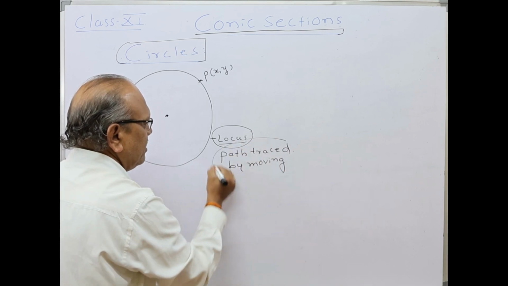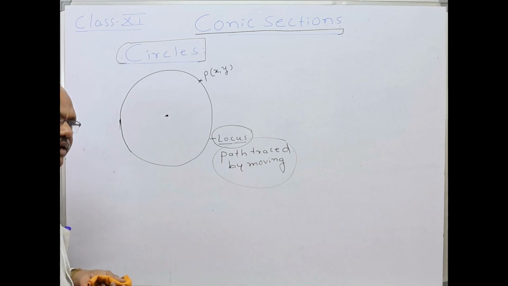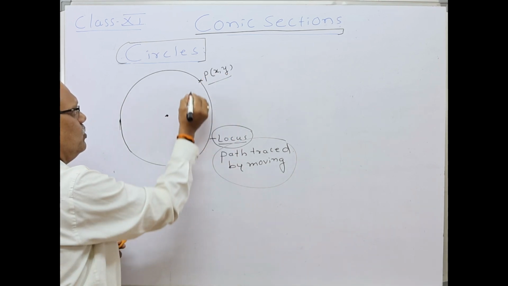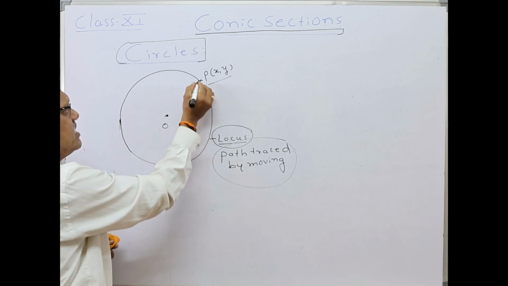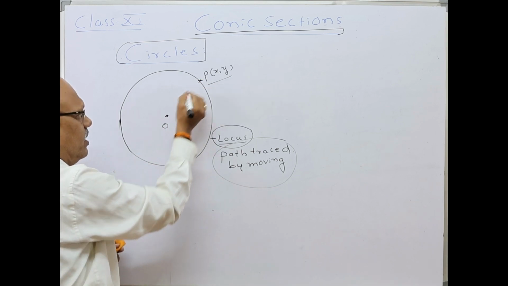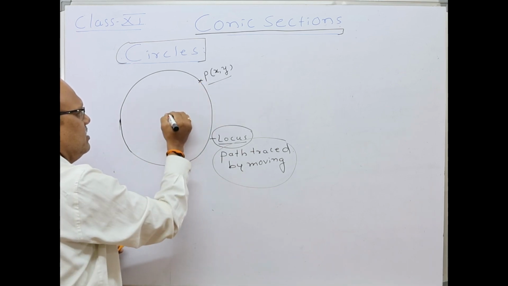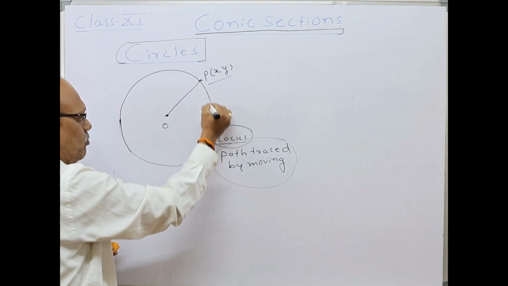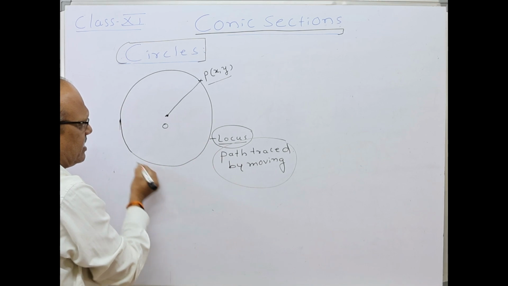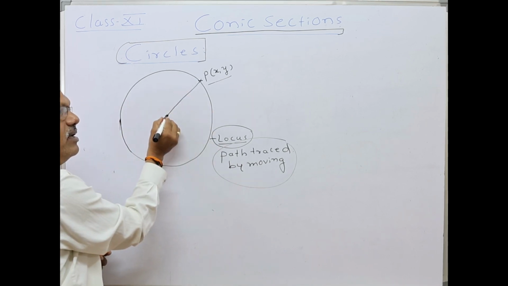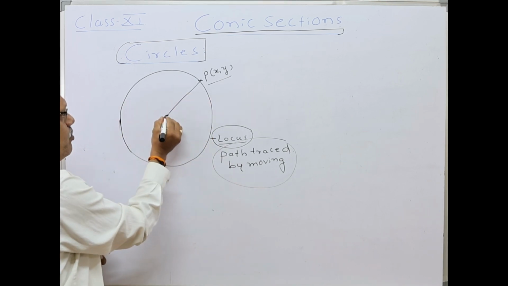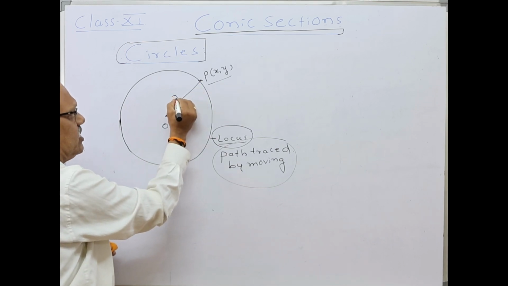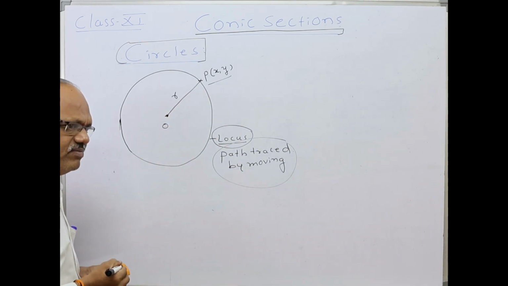So let us define a circle analytically. How can we define it? It is nothing but the path traced by a moving point which moves such that its distance from a fixed point is always constant. And if you join OP, the point P will move in such a way that always its distance will be fixed from a fixed point O. And this O is called the center. This constant distance, you know that it is the radius.